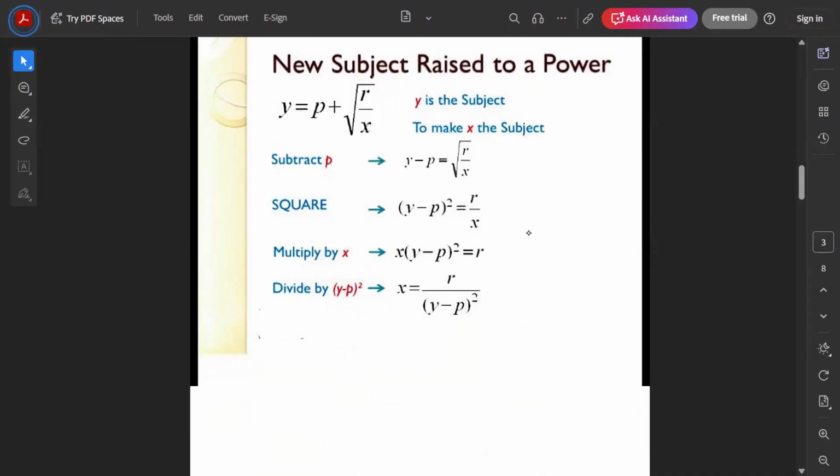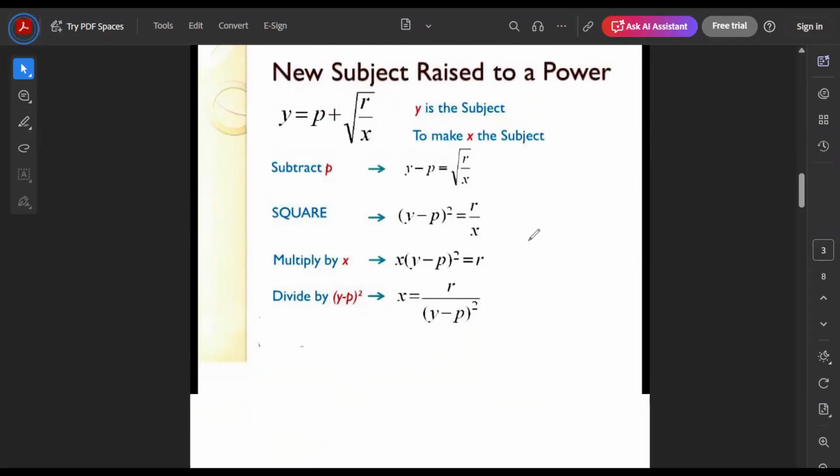Another example here, y is equal to p plus root of r over x. Now to make x the subject, the very first thing is that we take our p to the left side. So here we get this first step. Then in order to remove the square root, we take square on both sides. Next, (y minus p) whole square is multiplied by x, and then (y minus p) whole square divides r to give our ultimate answer with x as our subject.